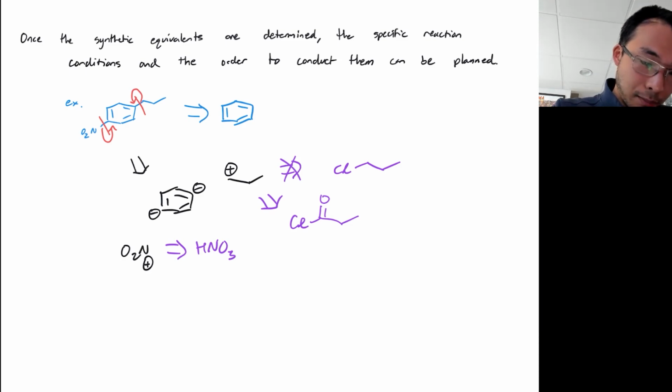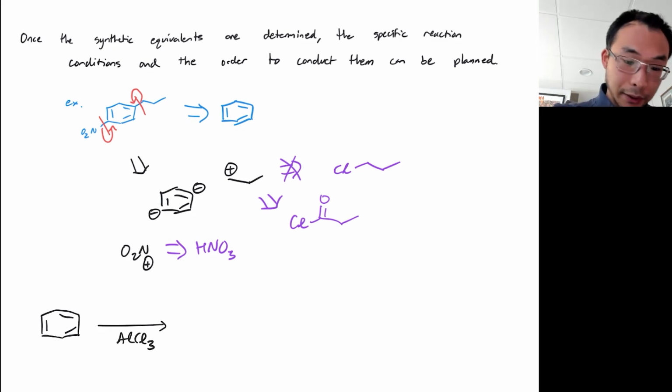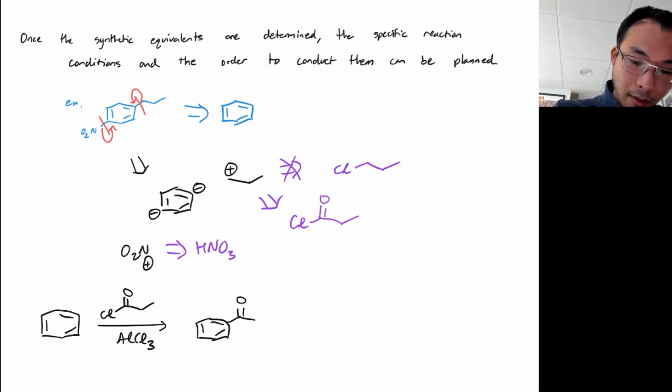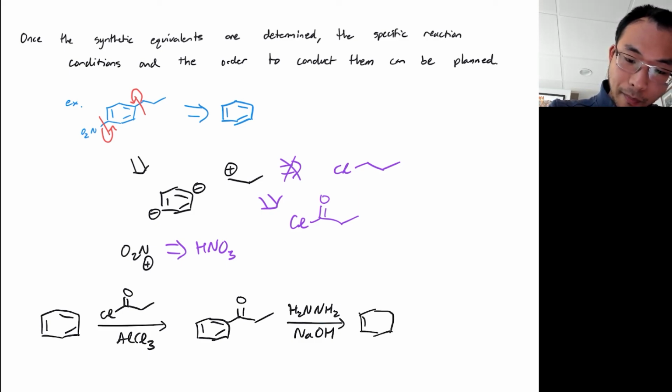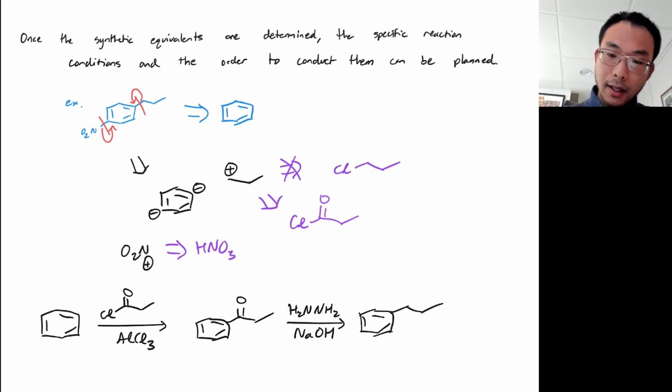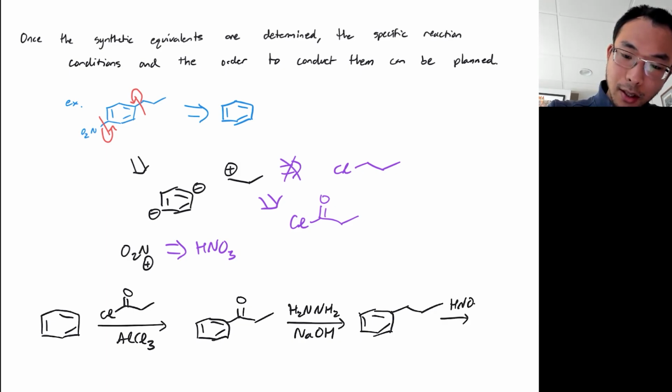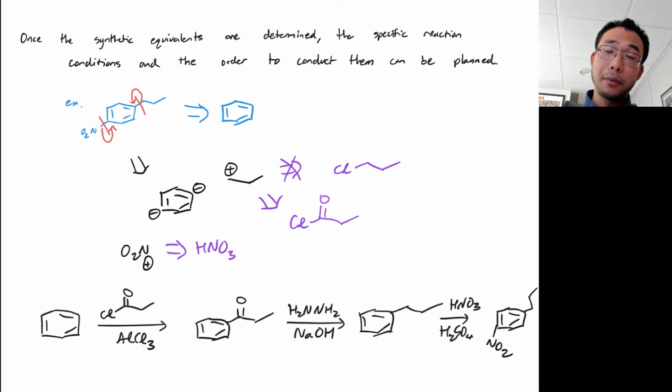So I could do that, of course, by starting with benzene, doing a Friedel-Crafts acylation reaction, getting me to the aryl ketone there. At this point, there's nothing preventing me from either the Wolff-Kishner or Clemmensen reduction, so I'm just going to arbitrarily choose the Wolff-Kishner reduction. That gets me to the alkane. And of course, then I can do my nitration, getting me to the product that I need.